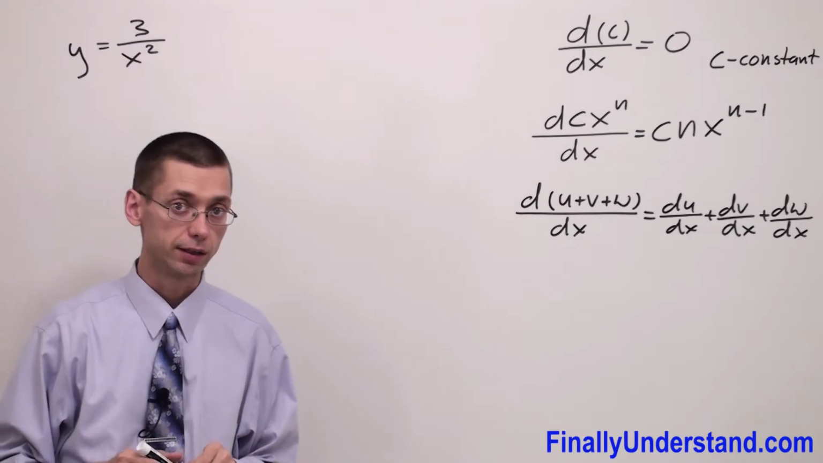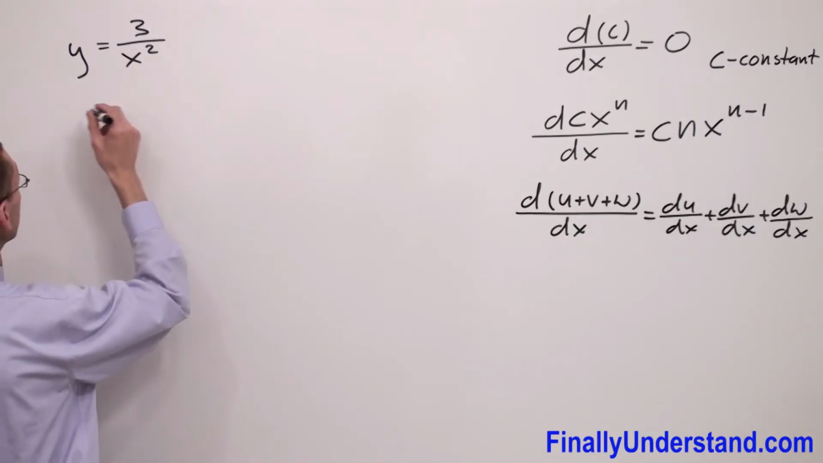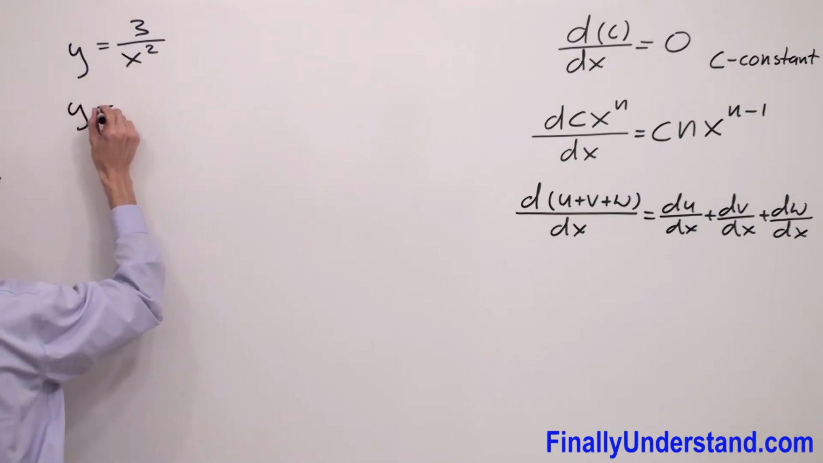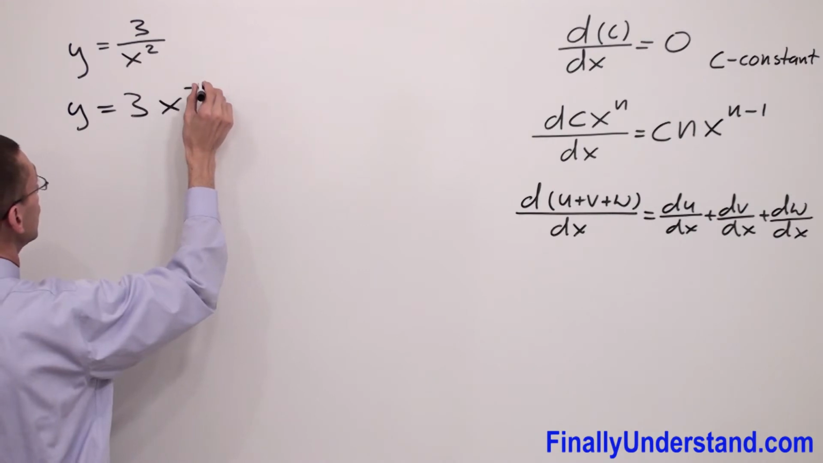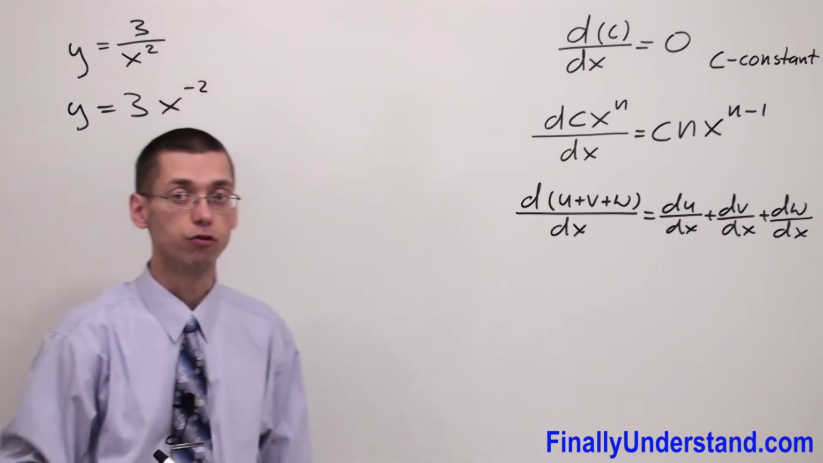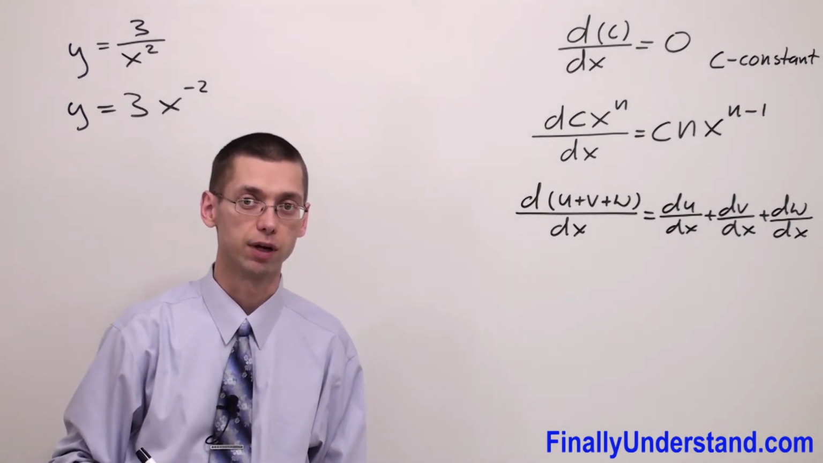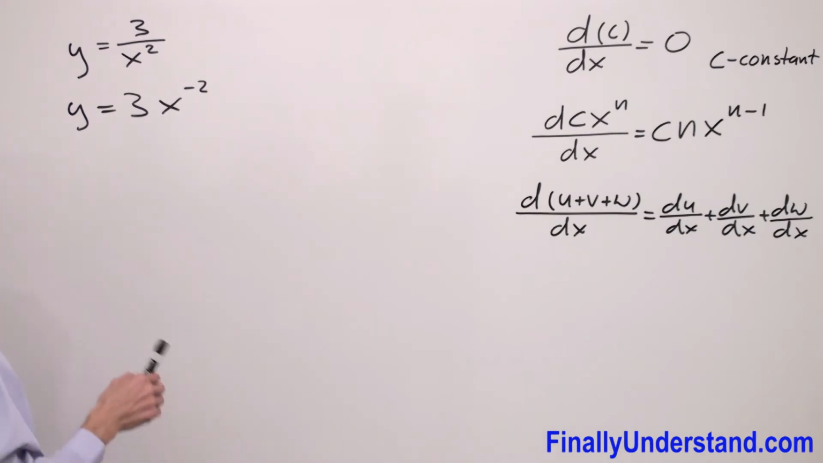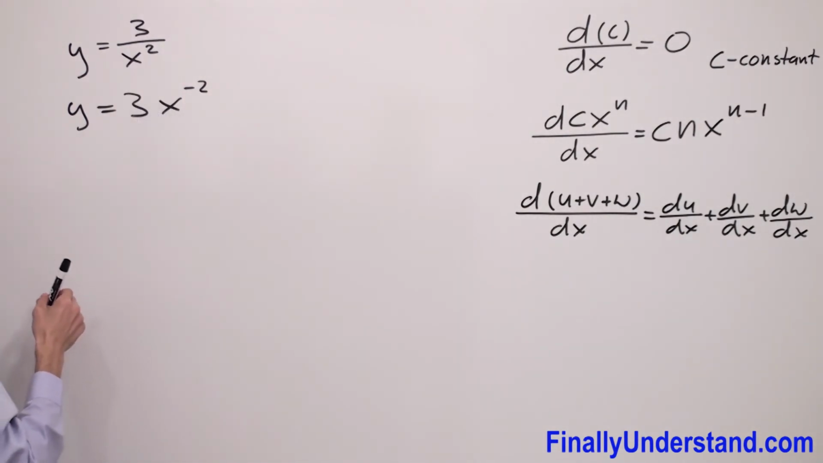I'm going to start solving this problem by converting the division to multiplication. I can rewrite this function as y is equal to 3 times x to the negative 2. Okay? As probably many of you noticed, in order to be okay with calculus, you're supposed to be okay with algebra first. So if you still don't get what I'm doing right now, you have to review the exponents from algebra.